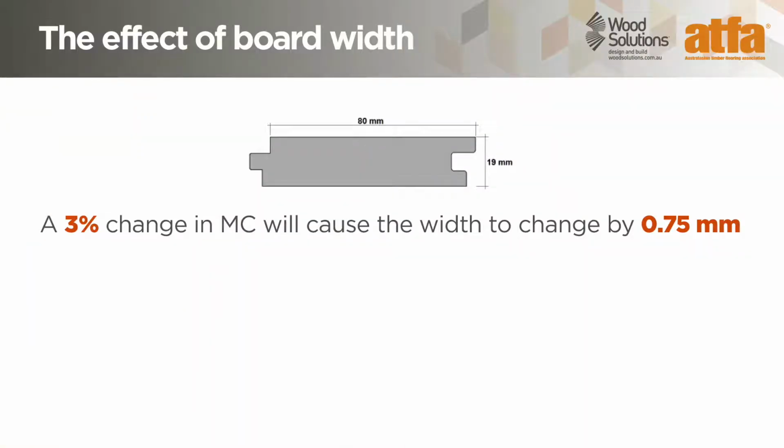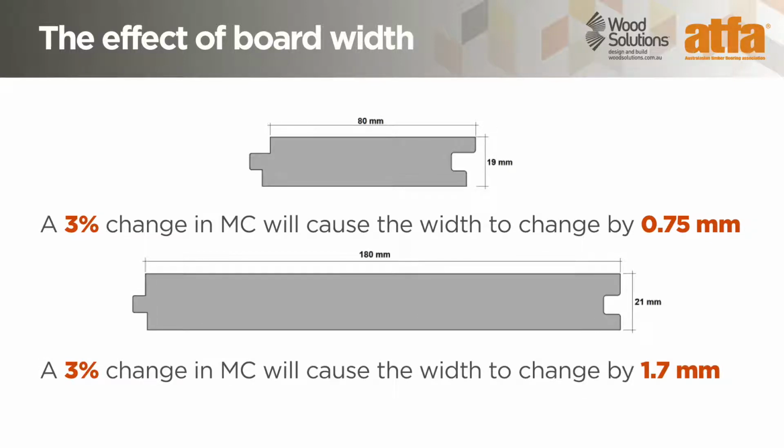When considering acclimatisation and board width, remember that a 3% change in moisture content of an 80mm board will cause the width to change by 0.75mm. A 3% change in moisture content of a 180mm board will cause the width to change by 1.7mm. Therefore, there can be greater variation in board widths when acclimatising wide boards than narrow boards.